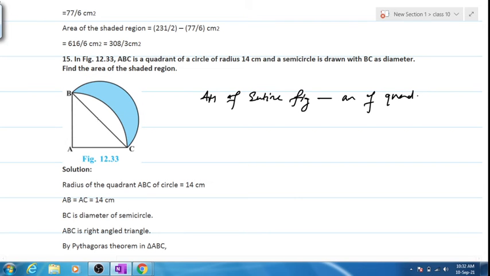Now how will we calculate the semicircle's area? We don't know the radius. Of course we know the radius. No, we don't know the radius. This is 14, this is 14. How much will this be? Can anybody tell me? 14 root 2, the size of BC by Pythagoras theorem. That means the radius of BC will be equal to 7 root 2. Yes or no?